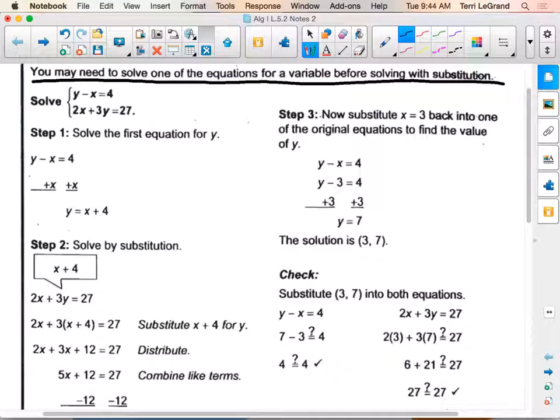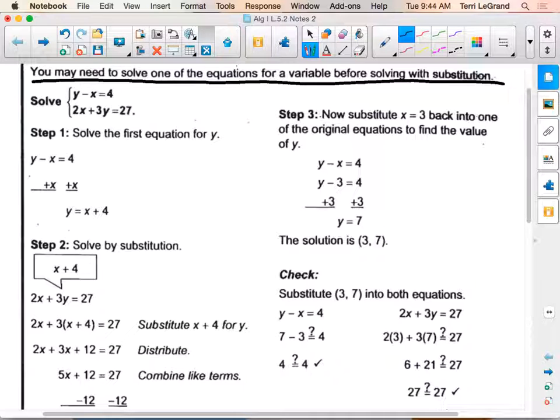Notice what they did in this one. Our system is y minus x equals 4 and 2x plus 3y equals 27. They could have solved the first one for y, which is what they did. They could have solved the first one for x, which is not what they did, but they could have. They could have taken that second one and said, okay, I'm going to solve this one for x. And then they could have taken that second one and said, I'm going to solve this one for y.